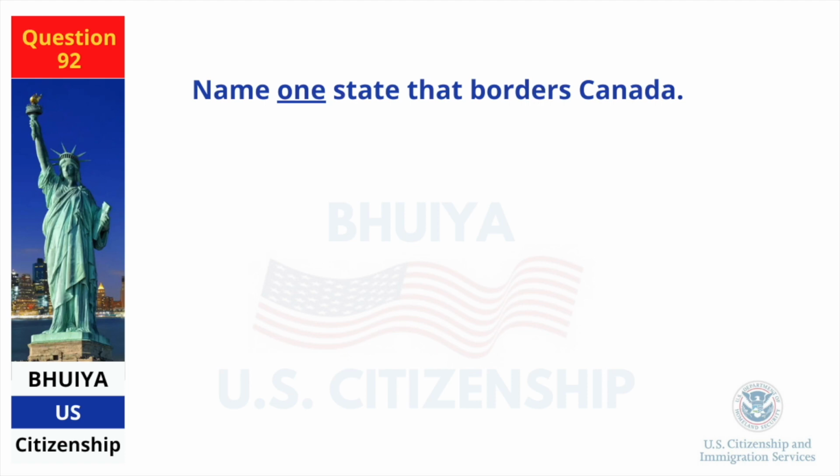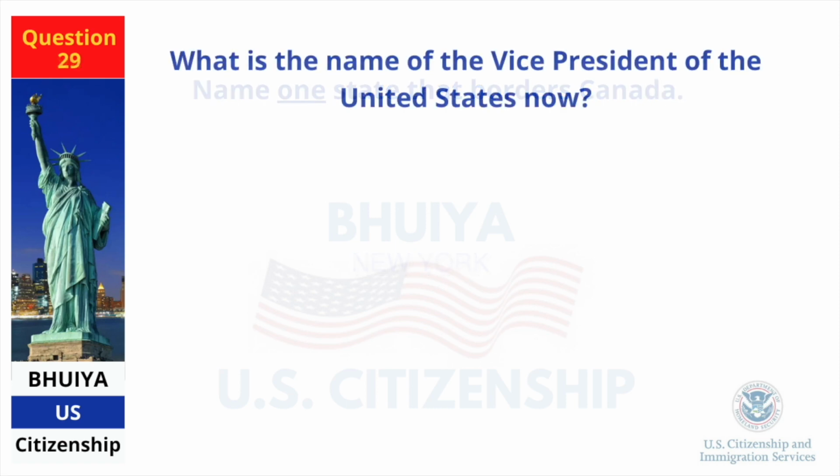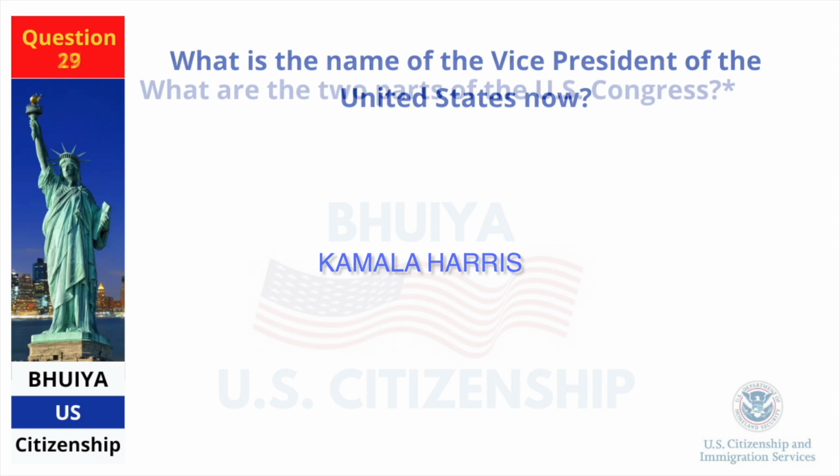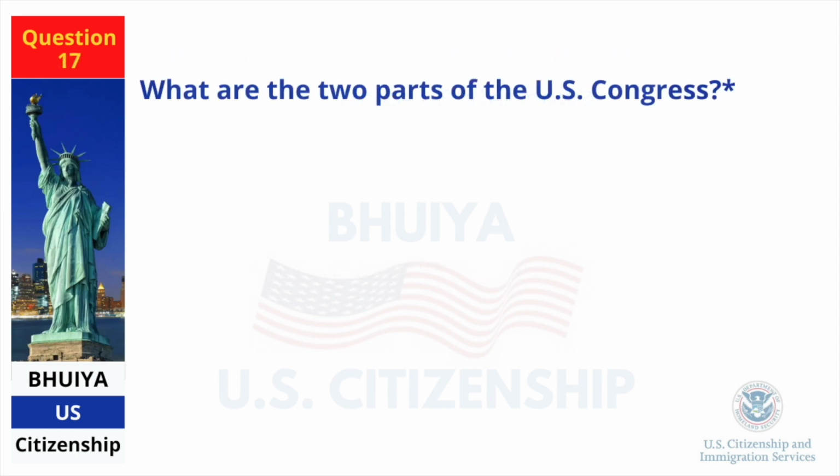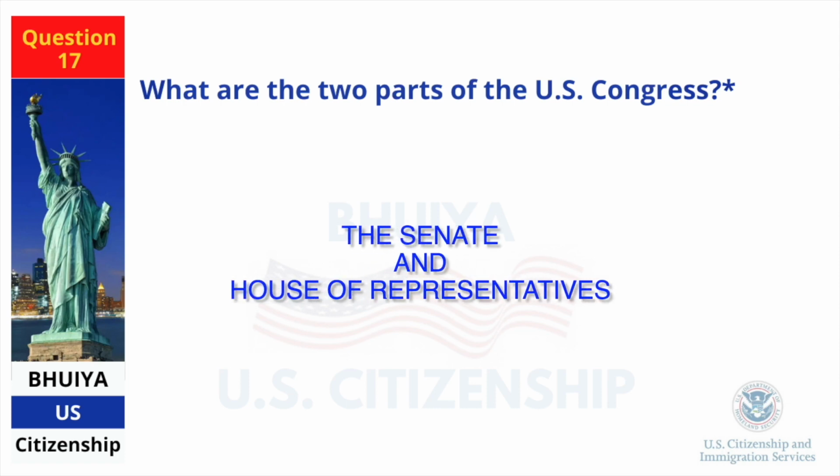Name one state that borders Canada. New York. What is the name of the Vice President of the United States now? Kamala Harris. What are the two parts of the US Congress? The Senate and House of Representatives.